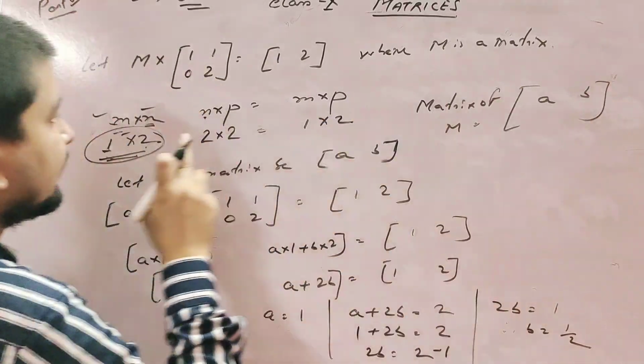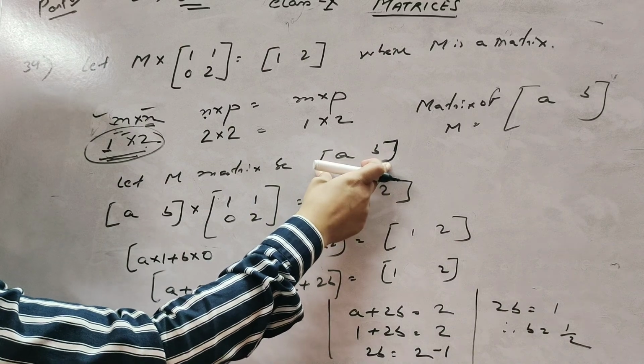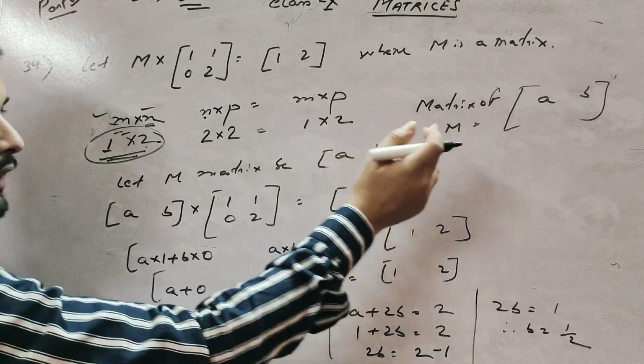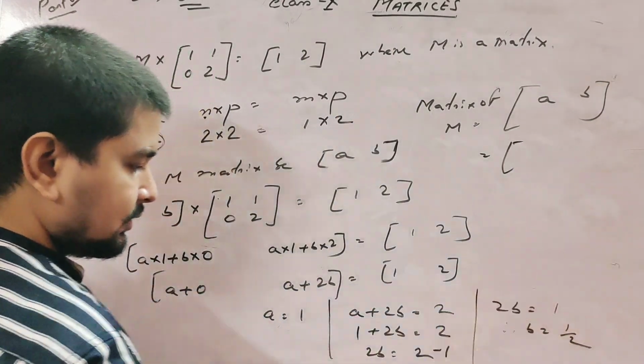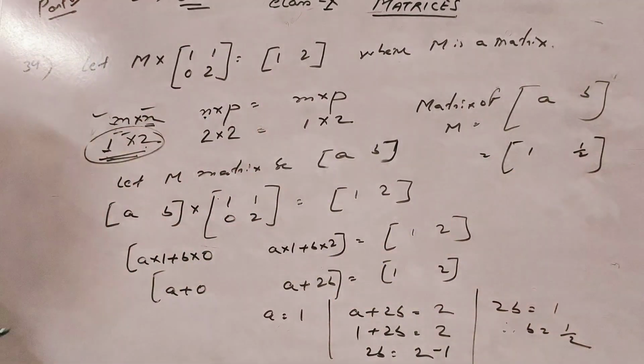AB. We find out 1 row second column, so we take it as A and B. Okay, so the value of A is 1 and B is half. So you write down the matrix M is 1 and half. Okay, note.